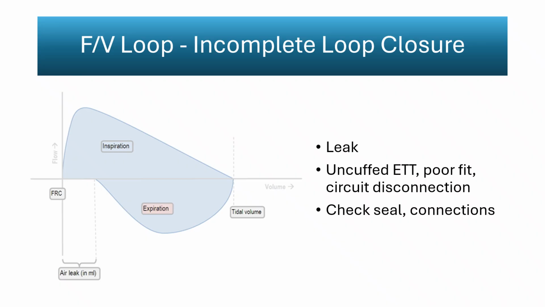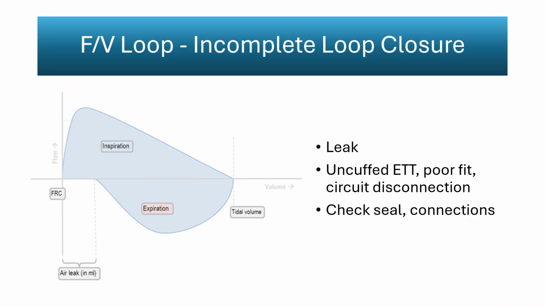The size of the opening often corresponds to the amount of leak present and may fluctuate with patient position or airway pressure. Mechanically, the open loop reflects a simple mismatch. Delivered volume is higher than measured returned volume. Because the loop's endpoint no longer corresponds to functional residual capacity, interpretation of tidal volume and flow patterns becomes unreliable until the leak is corrected.